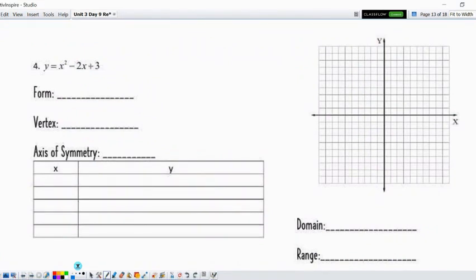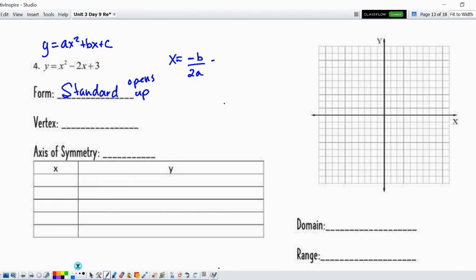The last problem we're going to do with graphing is in standard form, which is ax squared plus bx plus c. And we also know that this opens up. Our a value is positive. If we're going to find our vertex, we're going to start with a formula to find the x-coordinate of the vertex, which would also be the axis of symmetry. x equals the opposite of b over 2a. So you'd want to put that on your note card.